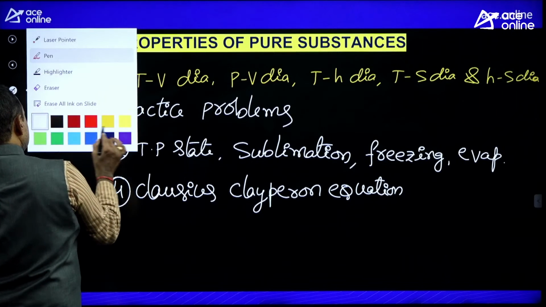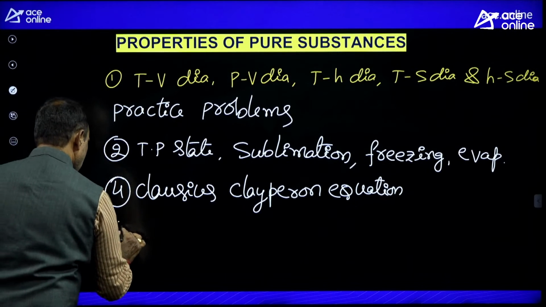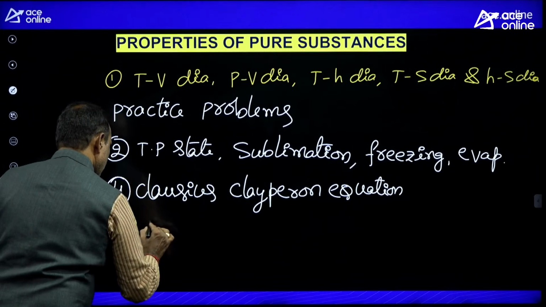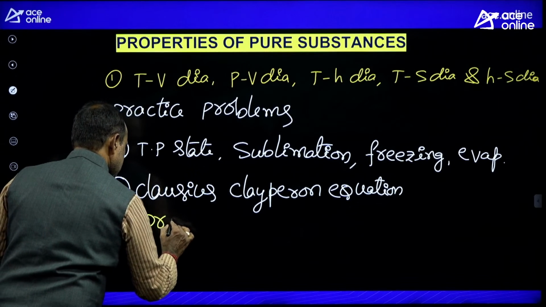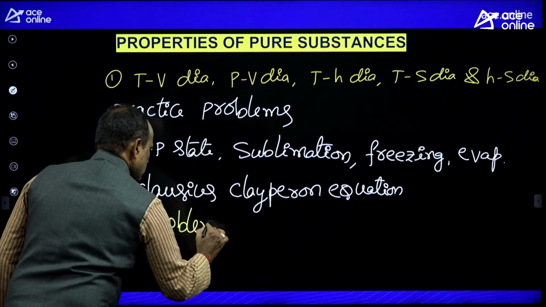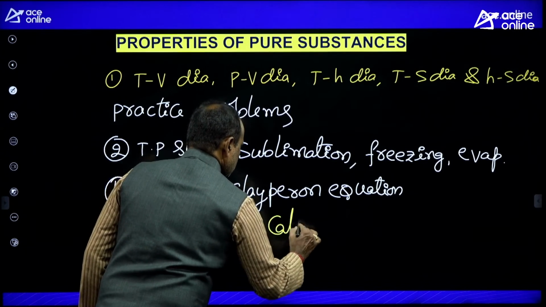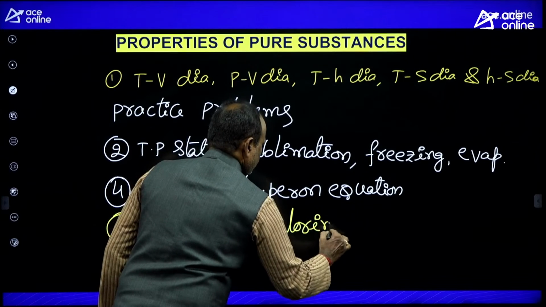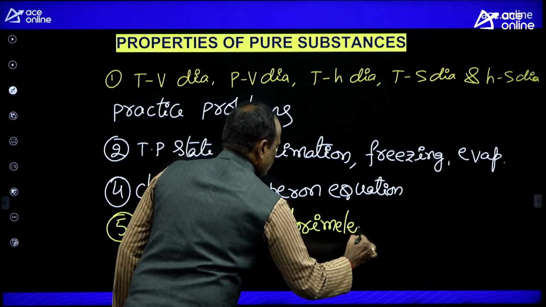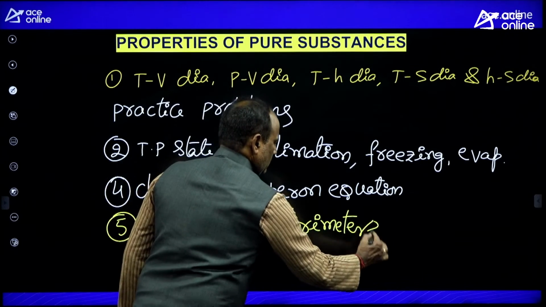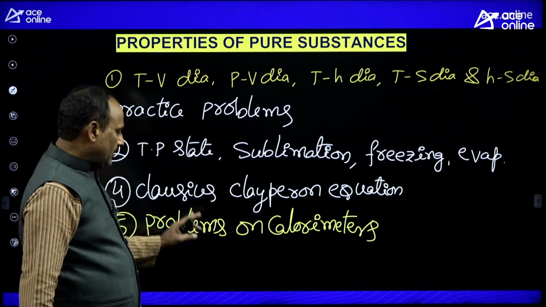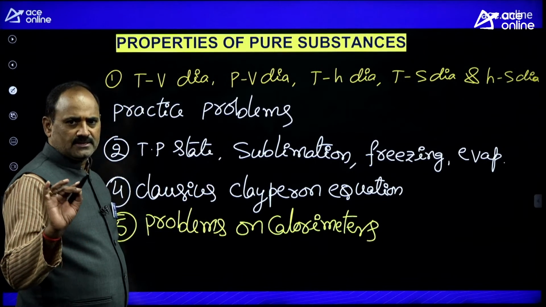Then you try to practice some problems on calorimeters. You know, calorimeter is used for measuring the dryness fraction of the steam. You try to practice some problems on calorimeters also.